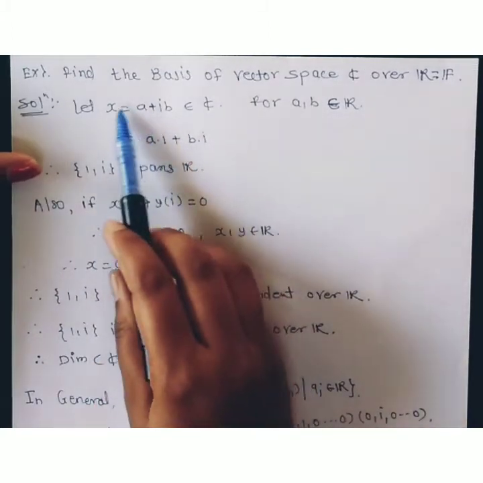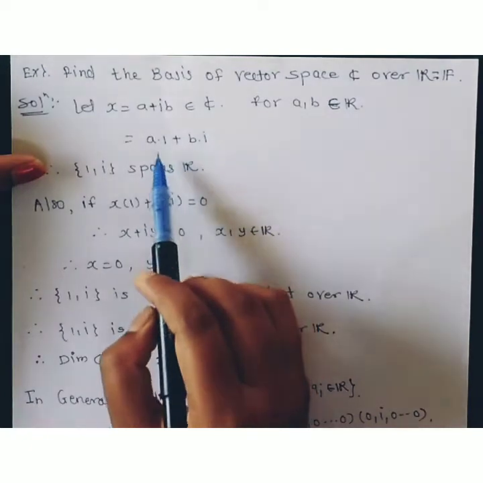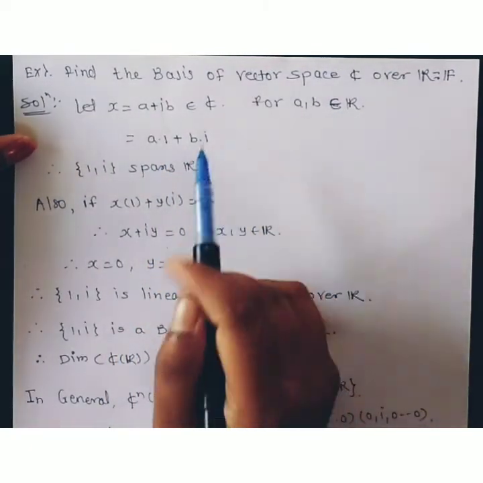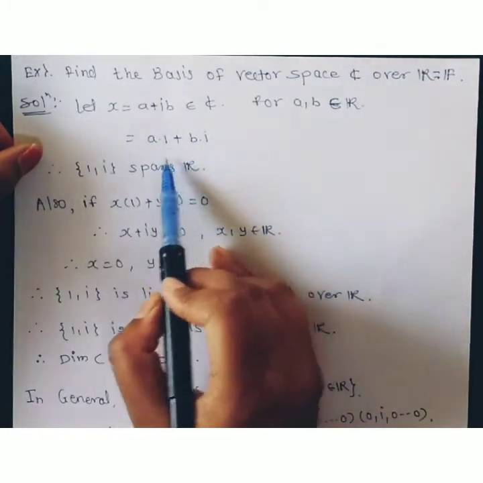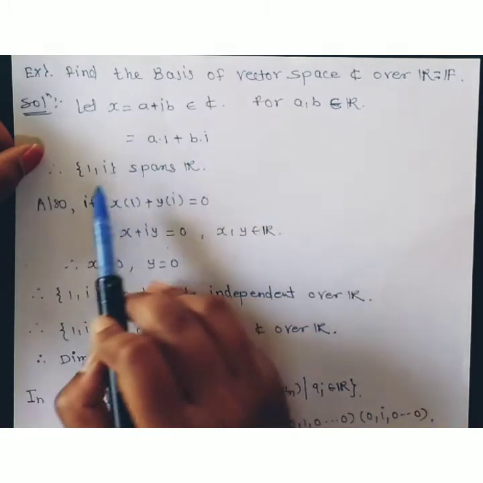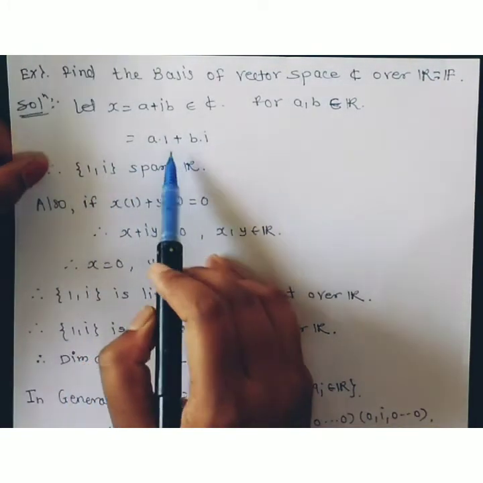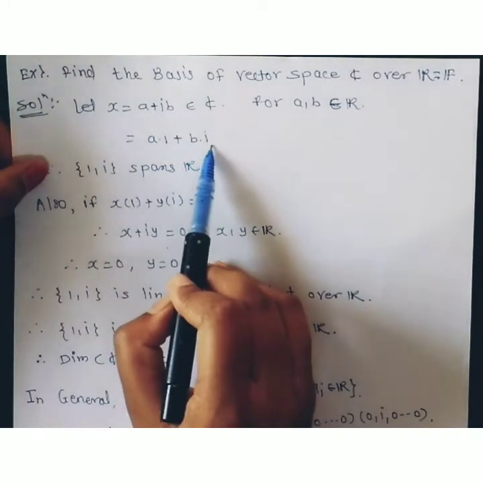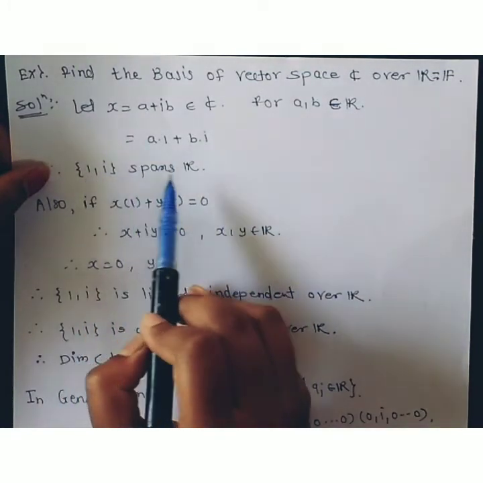Therefore, any element of the vector space C can be expressed in this form: a into 1 plus b into i, where a, b belong to R. As every vector can be expressed as a linear combination of these two vectors 1 and i, therefore 1 and i span C. Every vector of the vector space can be expressed as a linear combination of these two elements 1 and i.